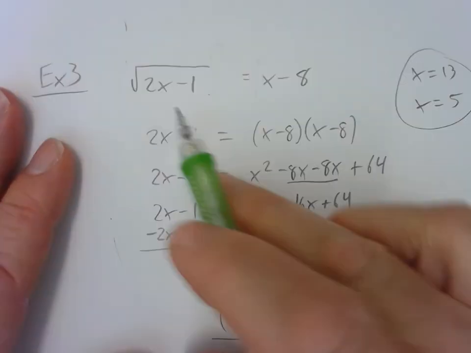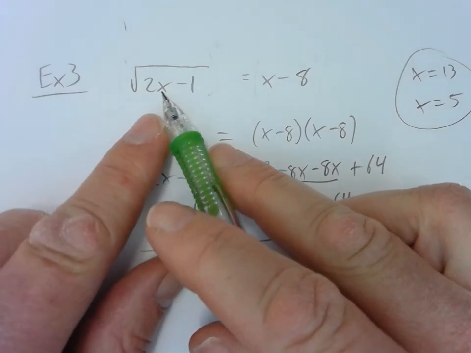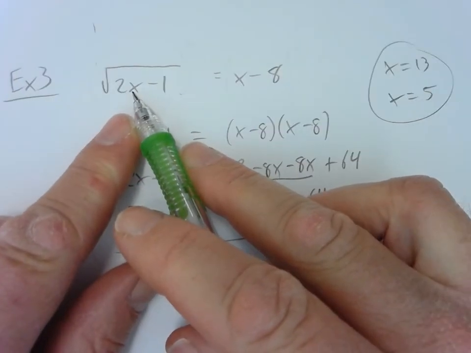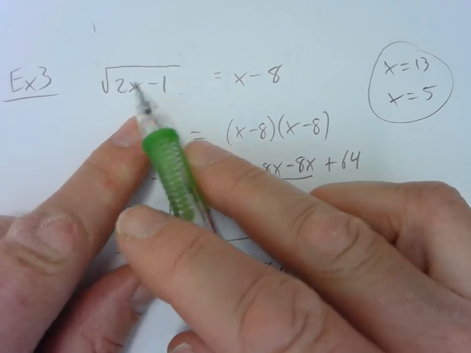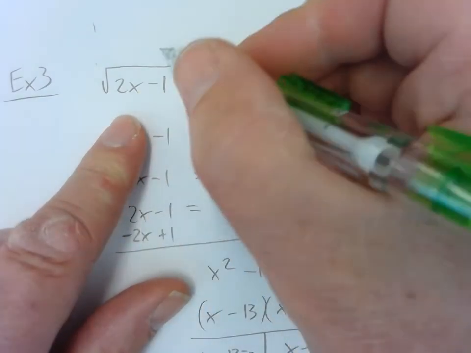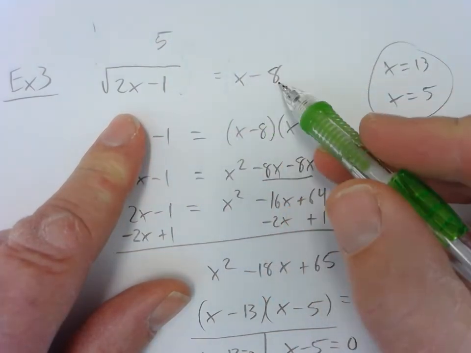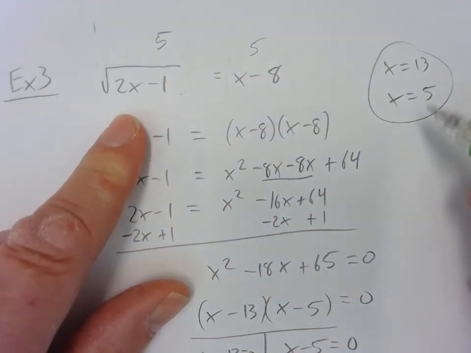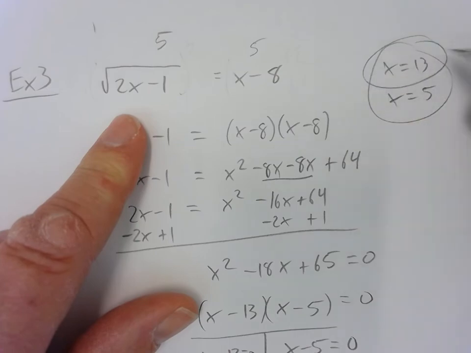Okay, and then I put 13 in. Does 13 work? Well, 2 times 13 is 26. Minus 1 is 25. The square root of 25 is 5. So I get 5 on this side. 13 minus 8 is 5. So 5 and 5. So that checks out. The solution is okay.